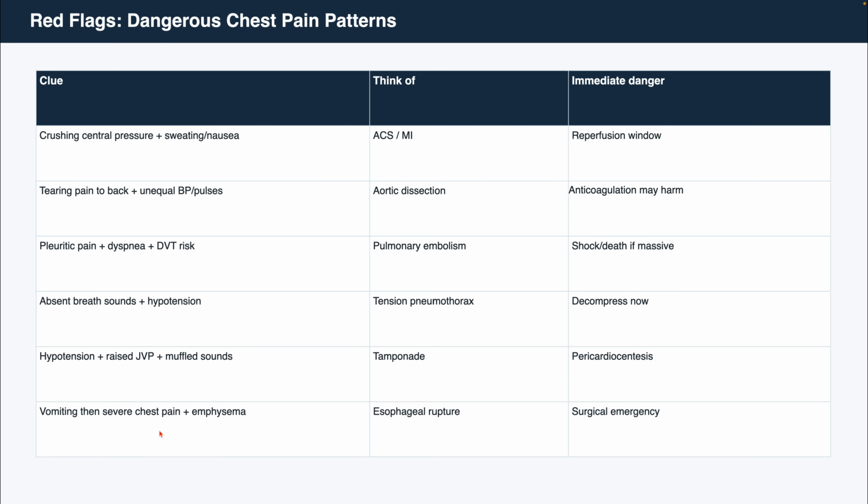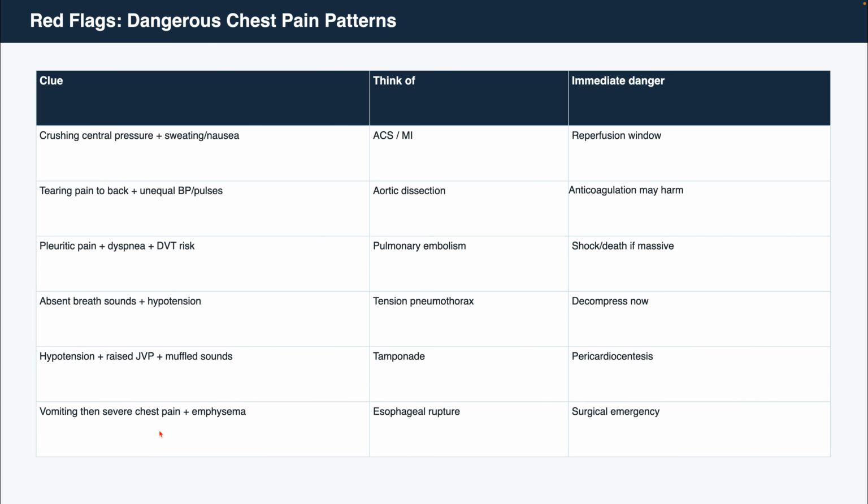The red flag sign that you need to look for, basically for the emergency cases, is if the pain is central, crushing and radiating to the left arm, jaw, not relieved by rest, or aggravated by exertion, then you are thinking of acute coronary syndrome or MI in particular. You need to act fast in MI because you need that reperfusion window.